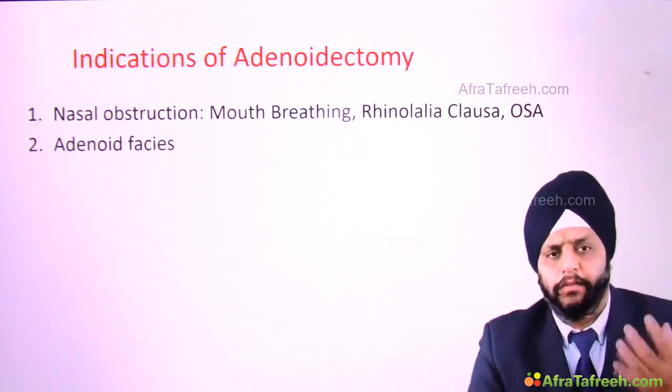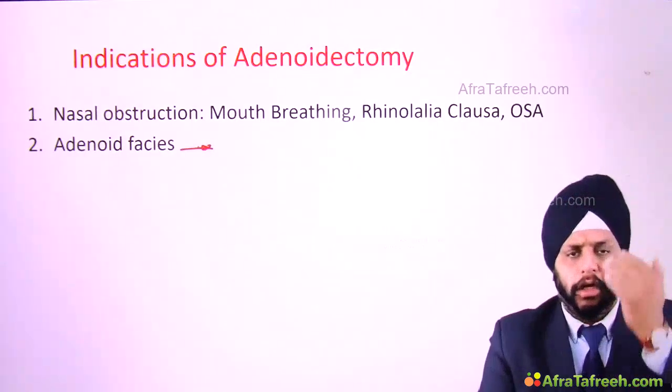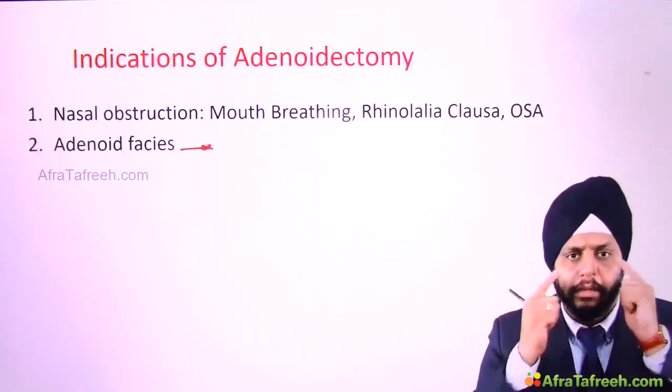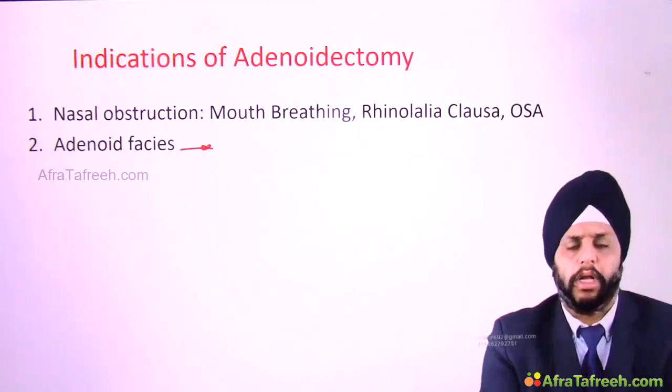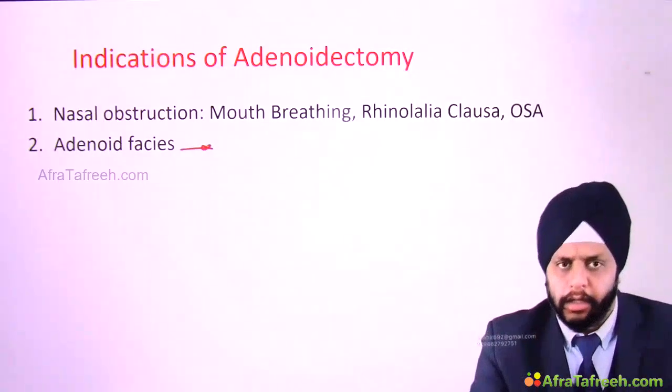And that is adenoid facies. What is there in adenoid facies? We discussed number 1, elongated face; number 2, open mouth; number 3, pinched nose; number 4, high arched palate; and number 5, overcrowding of anterior teeth.